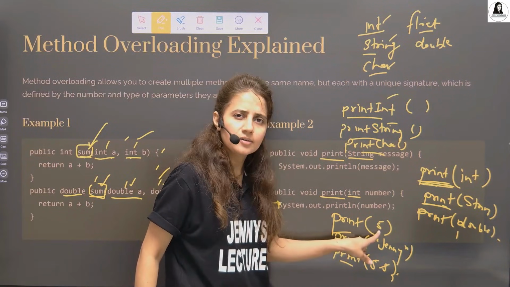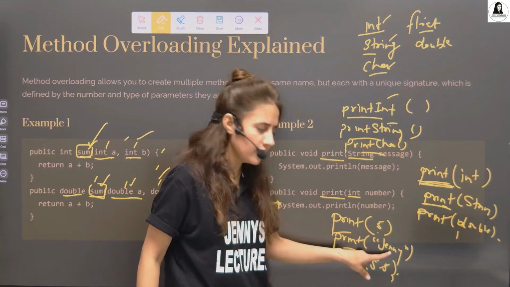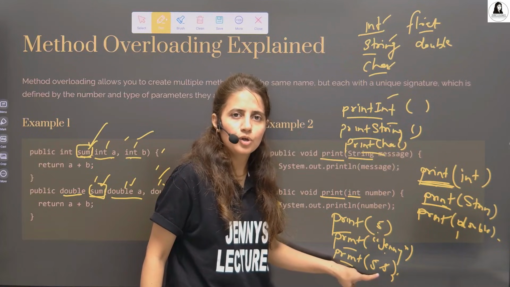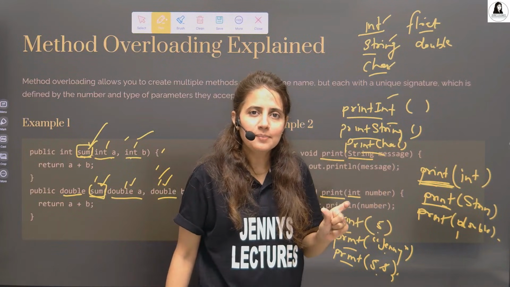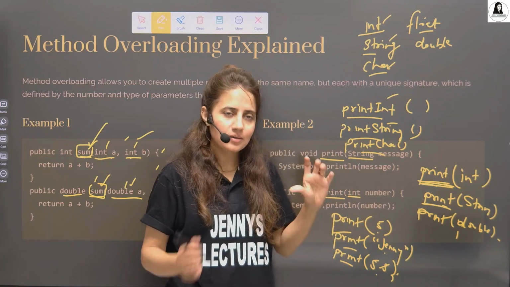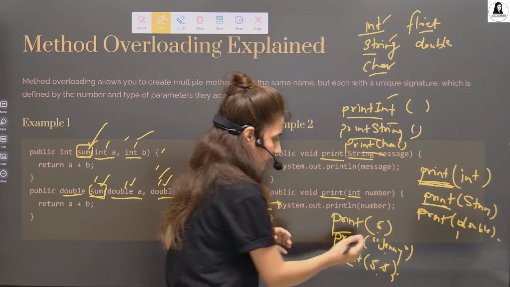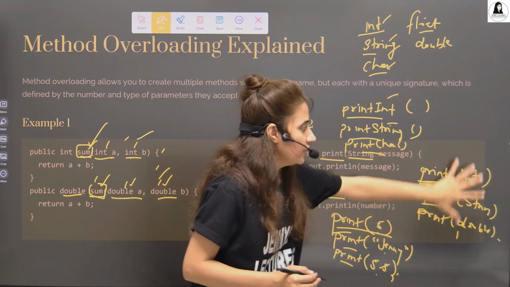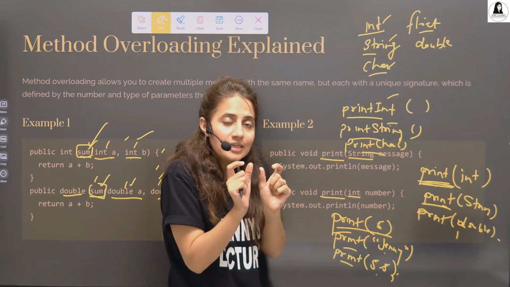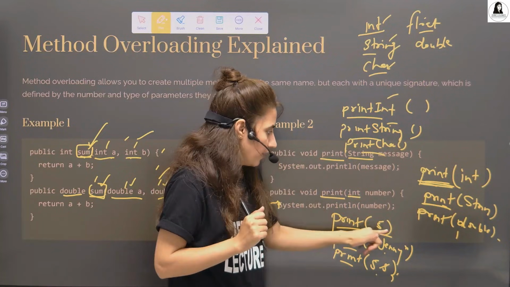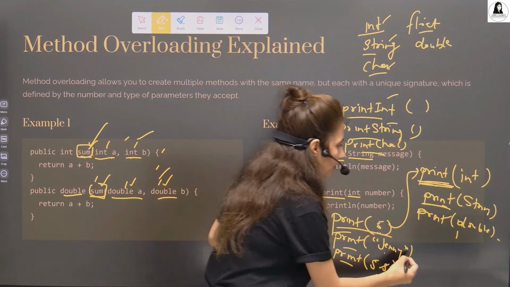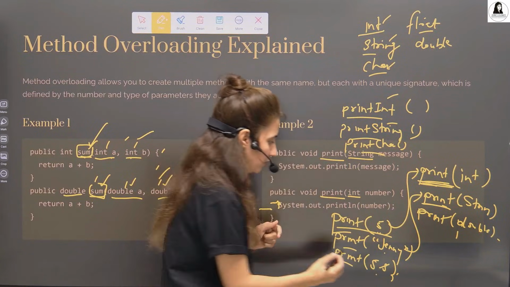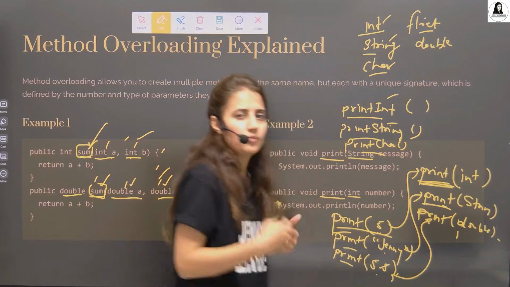I pass int one, I pass string, and in one I am passing a double value. So it's now the headache of the compiler. At compile time, the compiler will identify, out of these defined methods, which method is to be invoked. If I am passing int, this method is to be invoked. If I am passing string, then this print would be invoked. If I am passing double, then this method would be invoked.